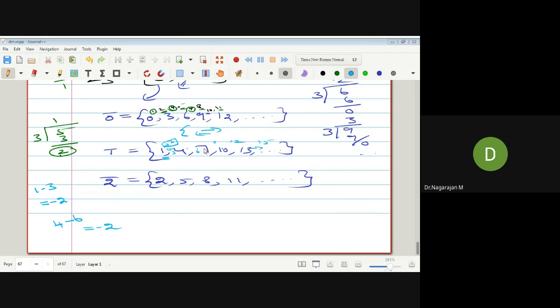Similarly next, 7, nearby element 9. So what happened? -2.